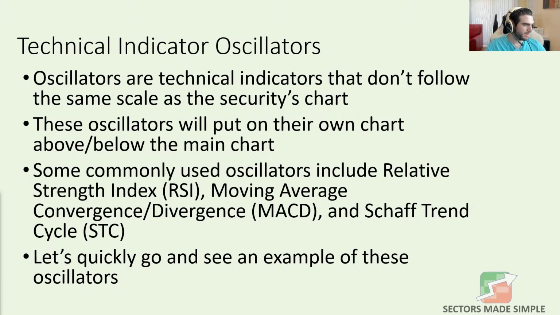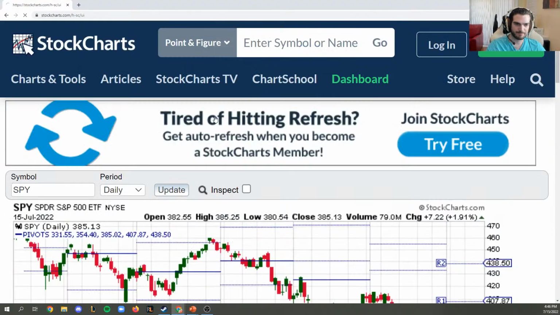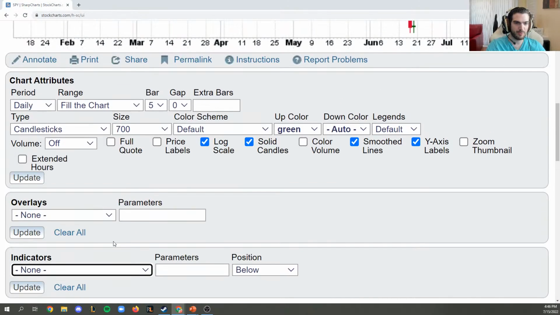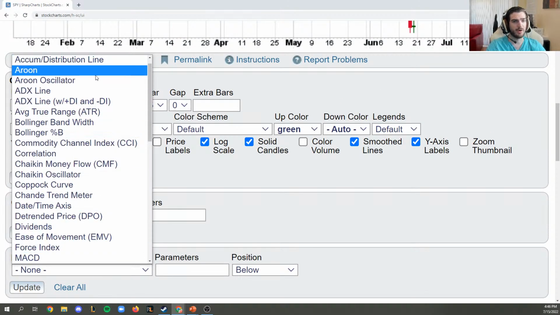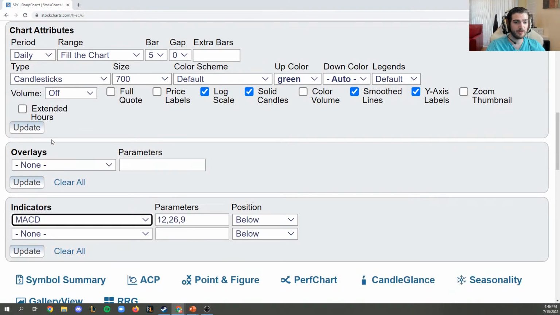If I can grab my chart back, there we go. I'll get rid of the overlays. And now let's go and add an indicator. So now with these, we're looking at all of our oscillators that we can add. So the first one we're going to do is MACD.